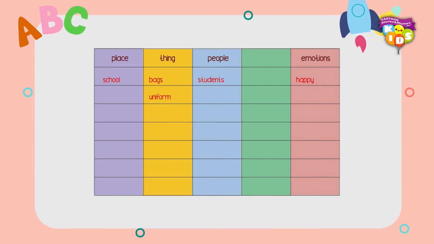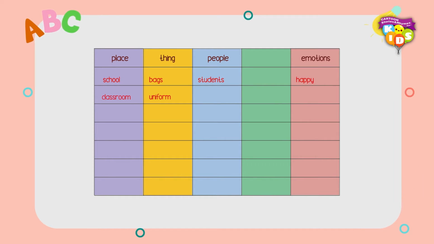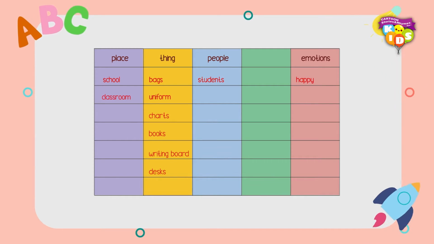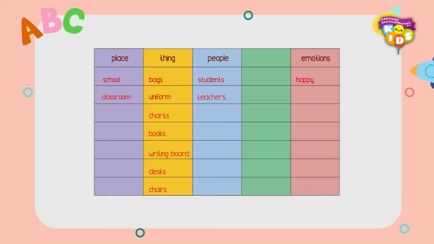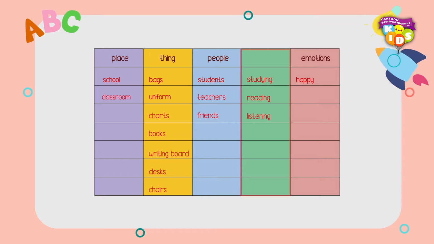We wrote school and classroom in the purple column. We have lots of things like charts, books, writing board, desks, and chairs. Teacher, friends, and students are people. We wrote happy. We could not sort studying, reading, and listening, so we are going to write them in the green colored column. Excellent, everyone.